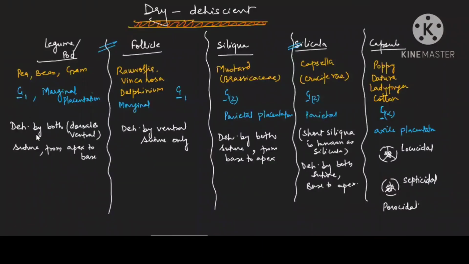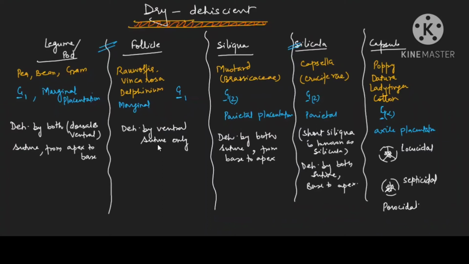So when you open the pea fruit, you open from here, and you see the seeds are present on this side, isn't it? So this is your dorsal suture from where you are opening, and when you open this way, it means it can be opened from the dorsal suture as well as from the ventral suture. Is it clear? See here, in case of the legume, it can dehisce by both the sutures, dorsal suture as well as ventral suture, and it will be dehiscing from apex to base. Follicle is also like legume, but it dehisces through one suture only, that is the ventral suture. Through the ventral suture only it will dehisce.